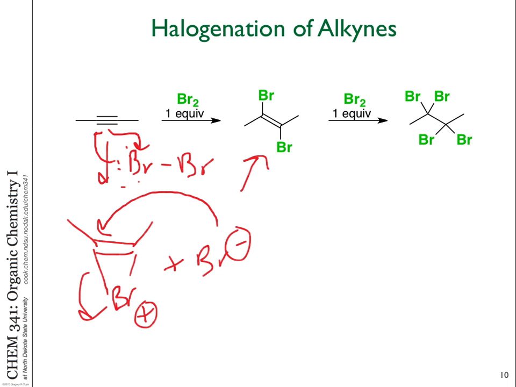Okay, if you limit the equivalents of halogen, you can add one equivalent and form a dibromide with an alkene still present. If you have excess, two equivalents or more, you can add a second Br2 across there. So you can actually make a tetrabromoalkane from an alkyne by controlling it. Okay, we can do the same thing with Cl2 or I2. Halogenation is essentially the same as the reactions with alkenes.